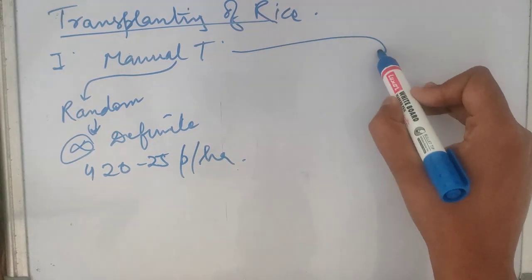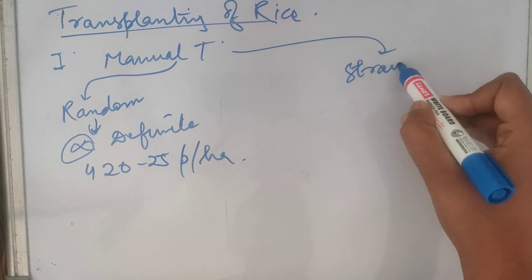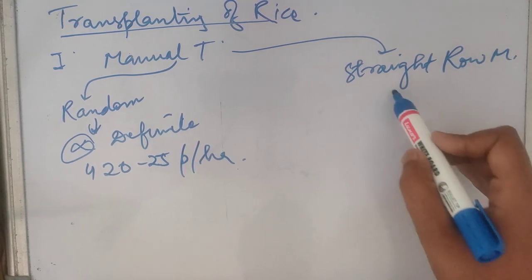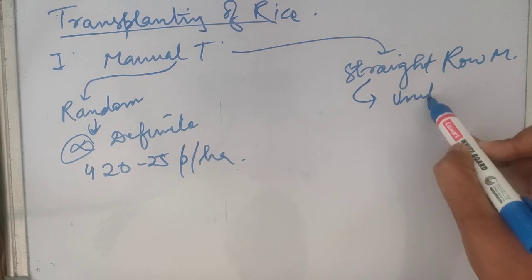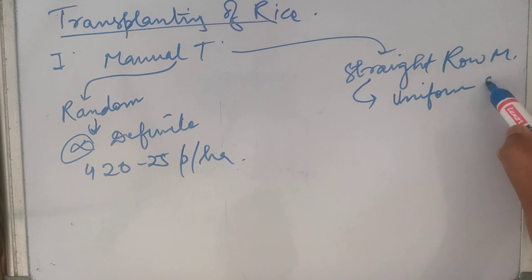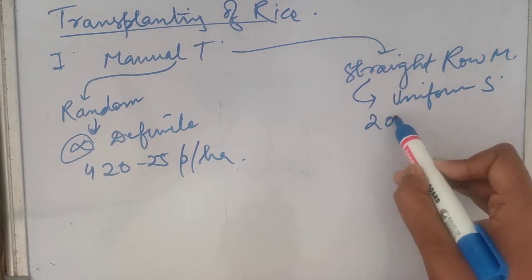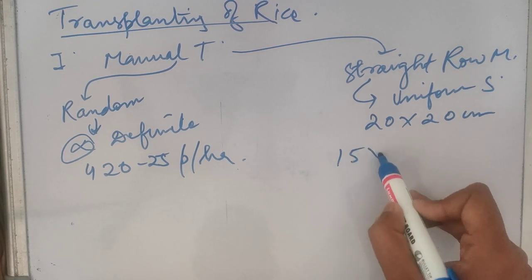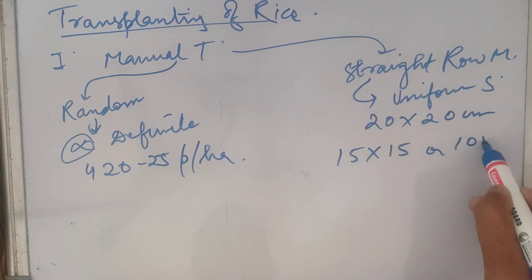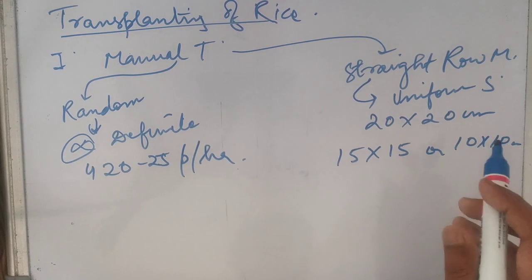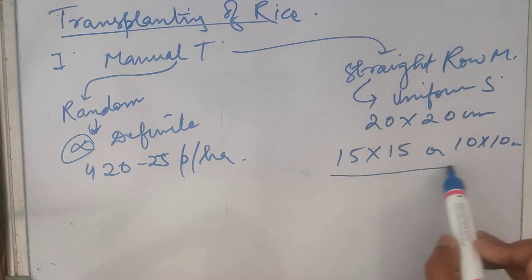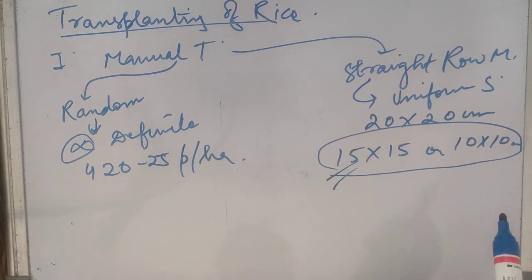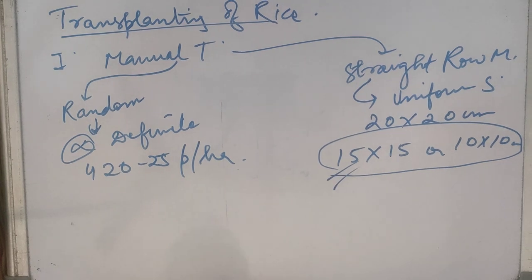Second one is the straight row method. Here we have uniform spacing. In random there was no uniform spacing, but here there is uniform spacing of around 20 by 20 centimeter. You can also use closer spacing of 15 by 15 centimeter or 10 by 10 centimeter. Mainly we use closer spacing when weed control is inadequate. So we don't want to give so much space for weeds to grow, so we use closer spacing instead of bigger spacing.